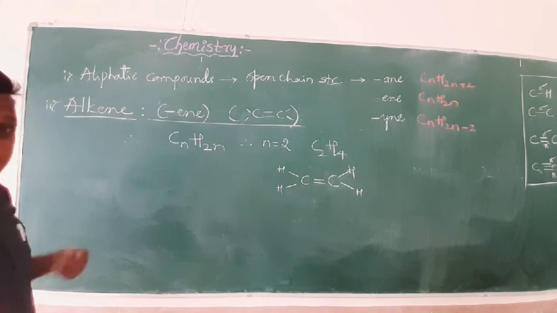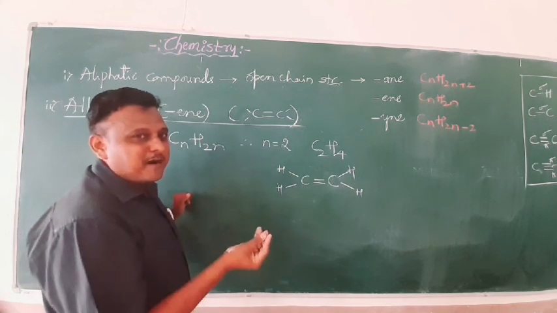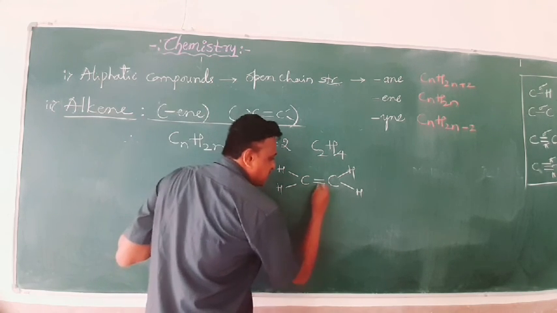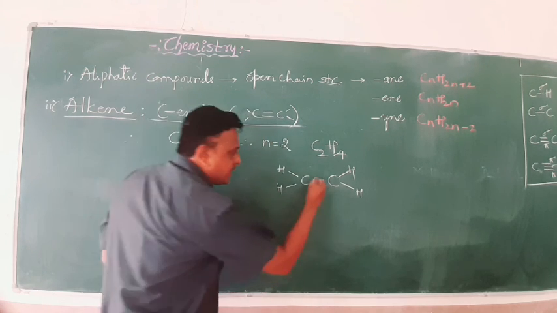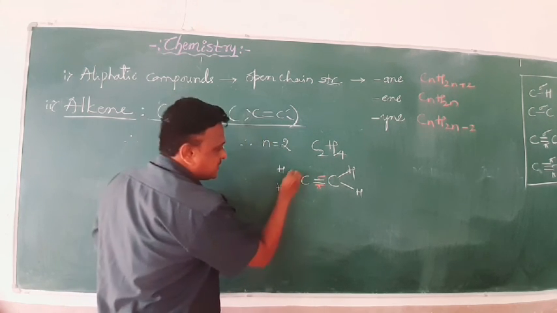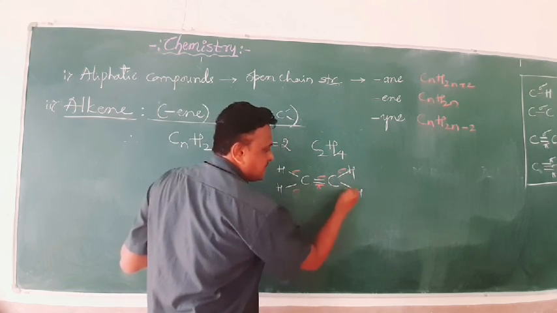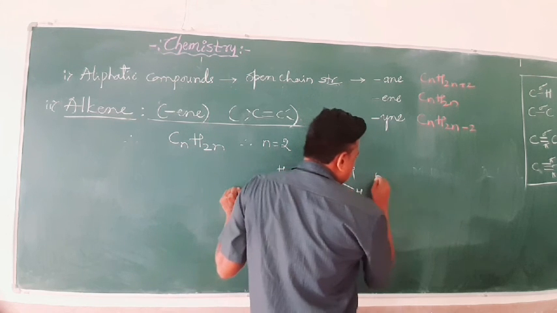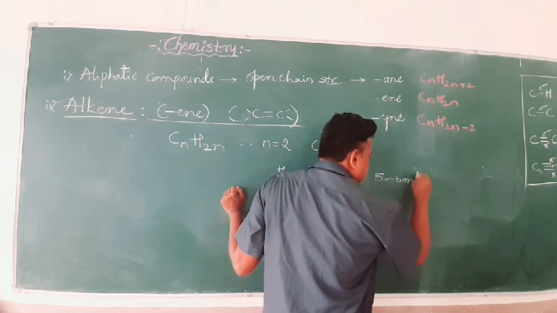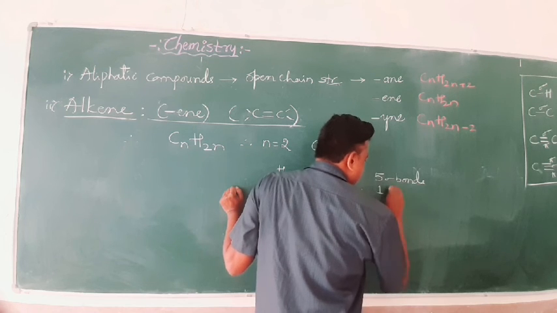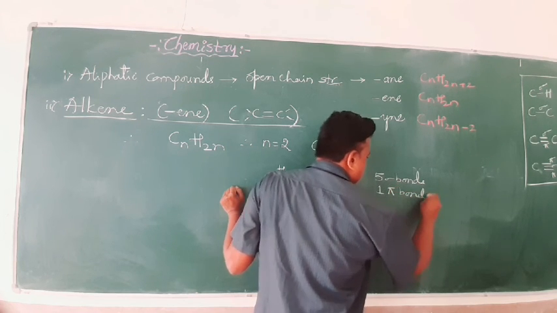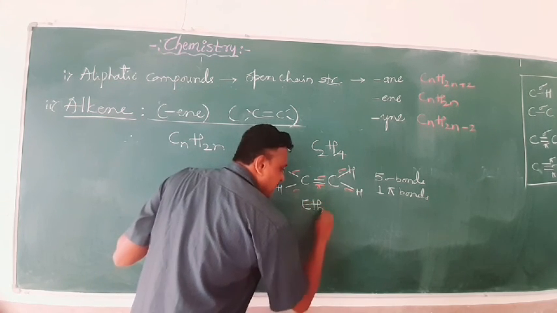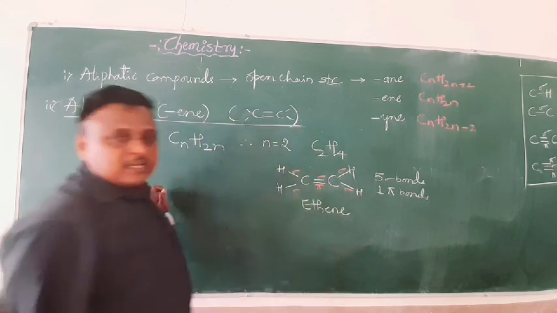Now the story will start. Calculate the number of sigma bonds. We have one pi bond also. A carbon-carbon double bond must have 1 pi bond. The remaining are sigma: the C-H bonds are sigma, sigma, sigma, sigma. So how many sigma bonds? Totally here 5 sigma bonds and 1 pi bond. With 2 carbon atoms, the name is eth, ending with ENE. The name of this compound is ethene.